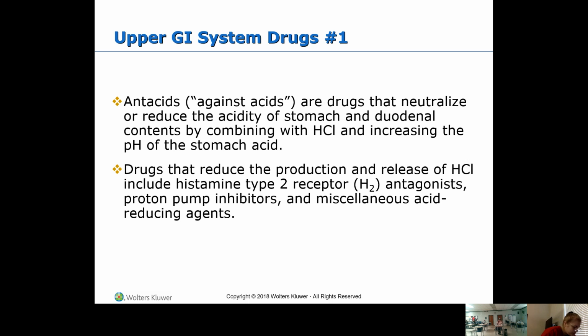So this is going to be things like Tums. This is going to be things like your PPI, your proton pump inhibitors, like Nexium. Both of these, their mechanism of action is to reduce acid or to neutralize acid.